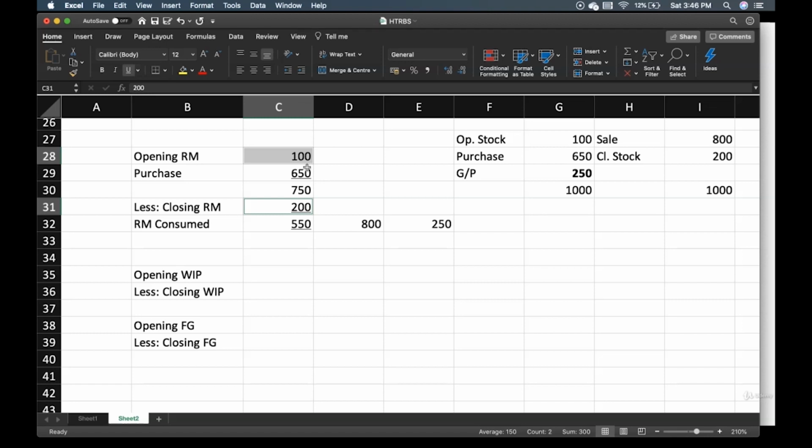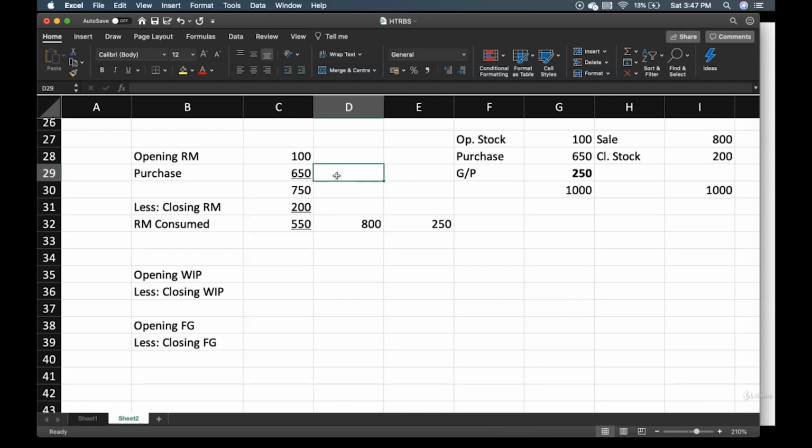So there may be purchases, there may not be purchases, but you have to find out these two. These two, that is opening minus closing. So here you have opening, here you have closing, right? The same pattern, either you put it in a memorandum or put it in a statement.